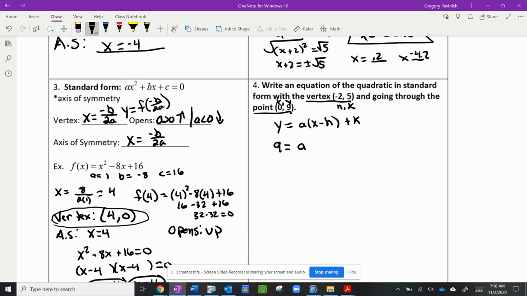I don't know my a value. That's what I'm after. My x here is 0. My vertex x value, or the h, is negative 2. So it turns to plus 2. Oops, got my square. And then my k is plus 5. Okay, so I'm going to simplify this. Obviously, I would do add inside. 0 plus 2 is 2. But then I'm going to square, and I get 4a plus 5. And then I'm going to solve. And this one I get my a is a positive 1.